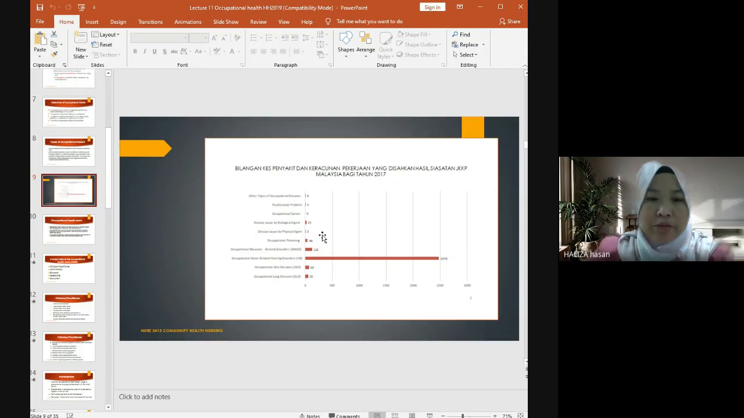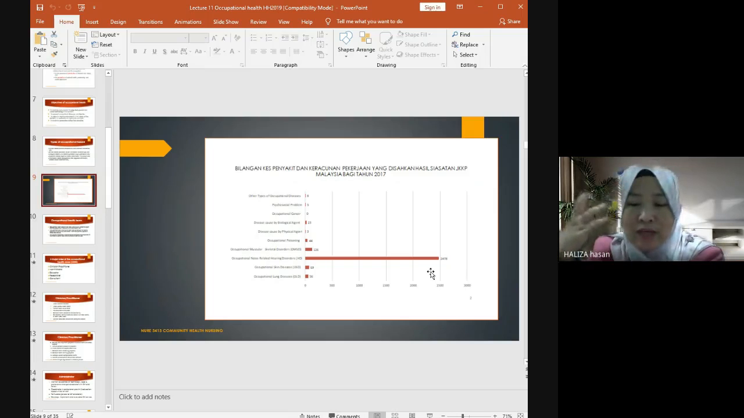Okay, this is an example. The statistic in 2017, we can see that occupational noise related hearing disorder is the highest cases. So that's why people working in factory or any organization that can expose to noise hazard, every 6 months they have to check for audiometry, for medical checkup, so to ensure that they will not get affected from their occupation.